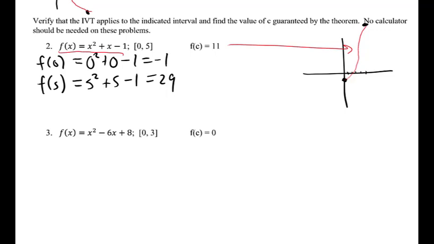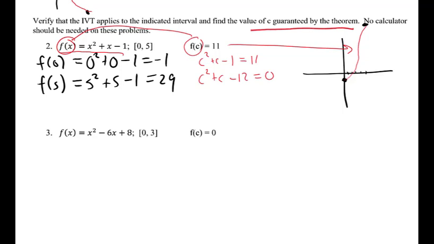Now the second half of the question, find the value of c that's guaranteed by the theorem. So take f of c, it's like f of x. So everywhere there is an x, plug in a c, and figure out where it equals 11. Okay, so then you've got a quadratic to solve. So quadratics, we like to be in standard form, put it all on one side equal to 0. Looks like this would solve with factoring and -4 and 3. All right, so I know this function has a y value of 11 at -4 and 3.